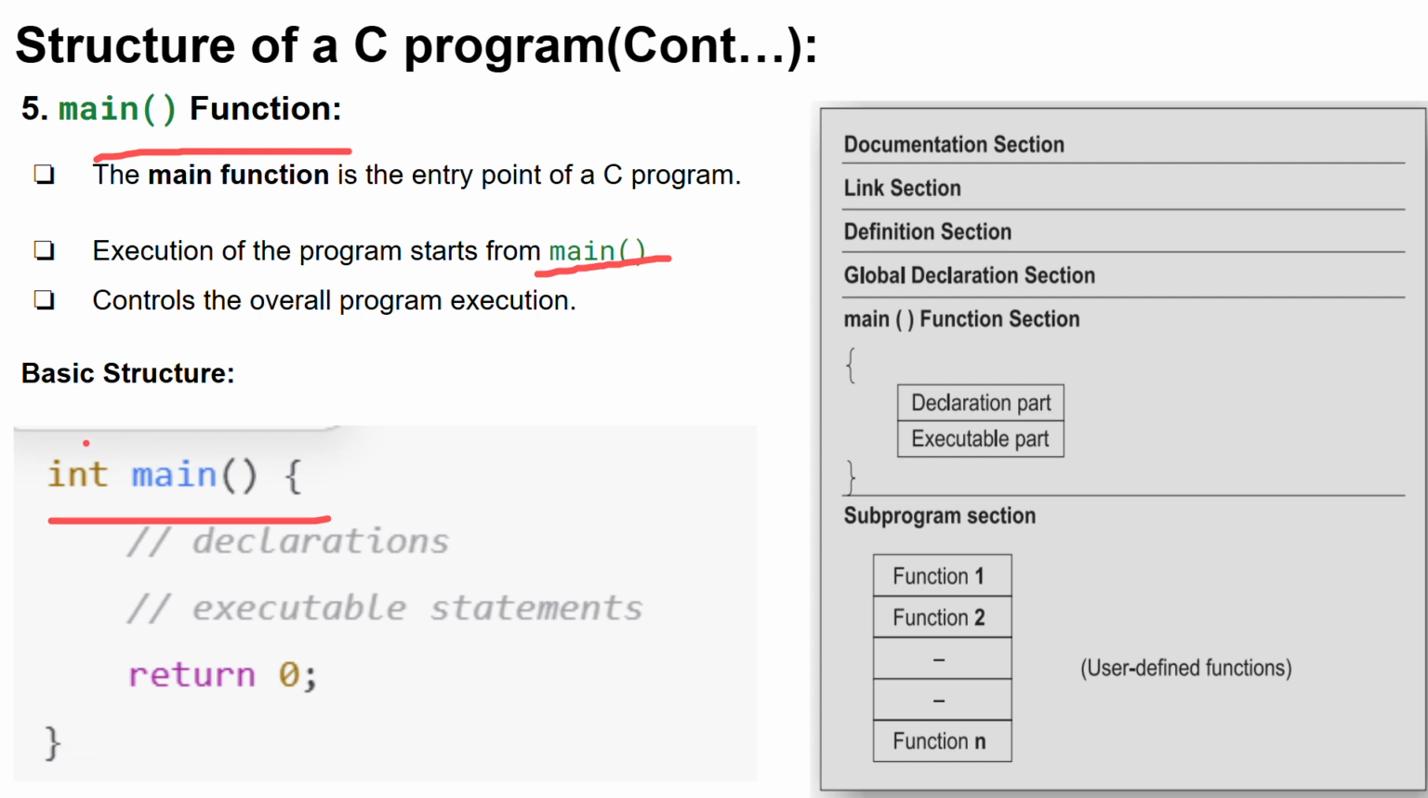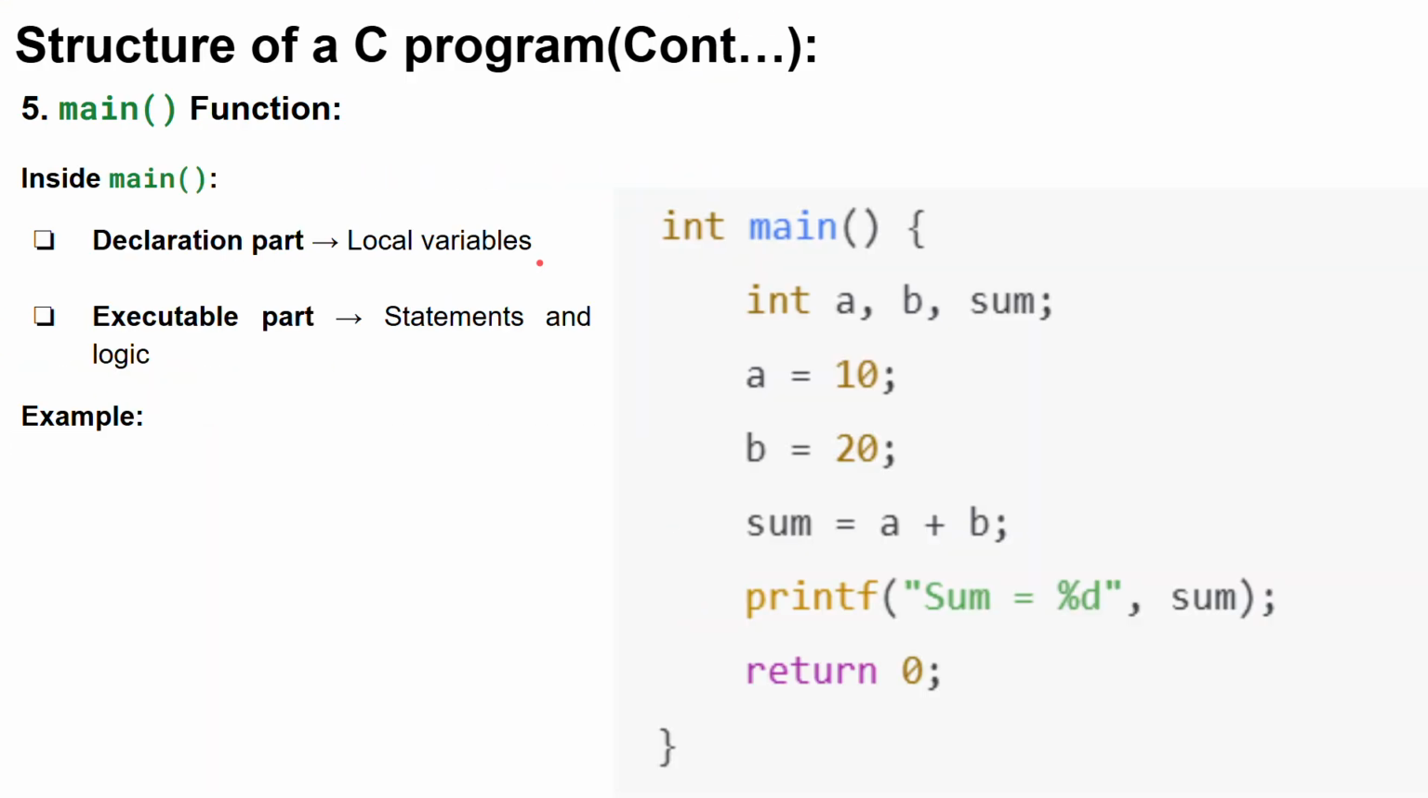So the main function was defined as an integer type. Here we have two parts. One is the declaration part and the other is the executable statements, and it always ends with a return statement. Okay, you can see the main function will have a declaration part and an executable part. We will see what the declaration part is and what the execution part is.